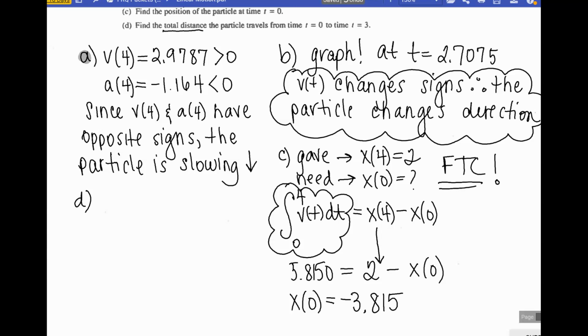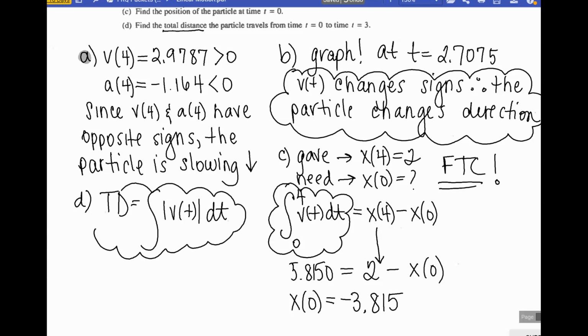Next part says find the total distance. By definition, total distance is equal to the integral of the absolute value of velocity. Okay, it's absolute value because total distance takes the positive of any negative movement. So just because you're moving to the left doesn't mean that you're not accumulating distance. So you need to take the absolute value. Now this is a calculator question, so you needed to state this, and then all you need to do is plug that in your calculator.